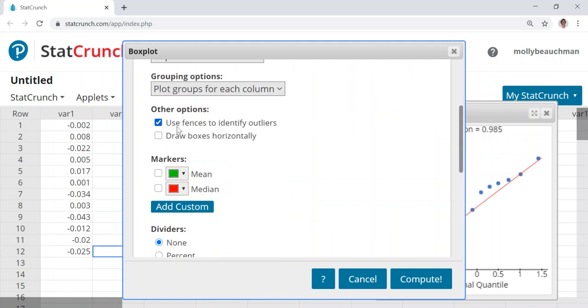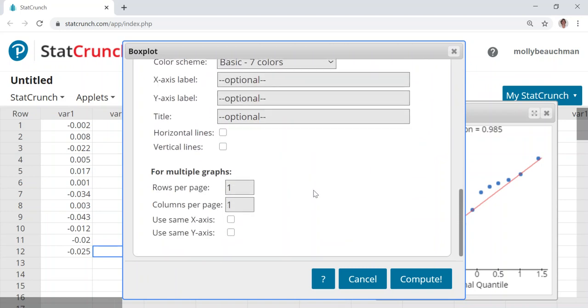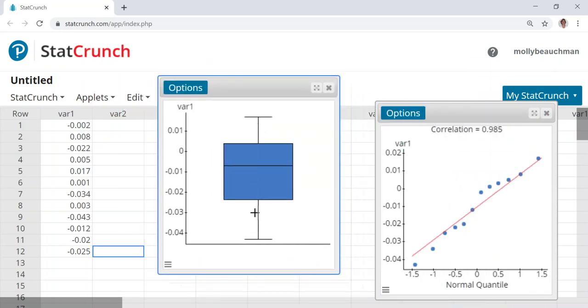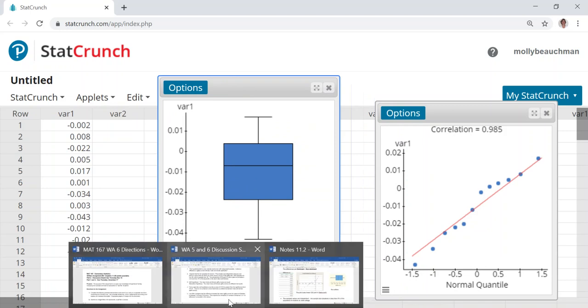We're going to use fences to identify outliers. It doesn't matter whether it's horizontal or vertical. We just want to know if there are any outliers or not. So these are the two graphs we check when we have a sample size that's small.